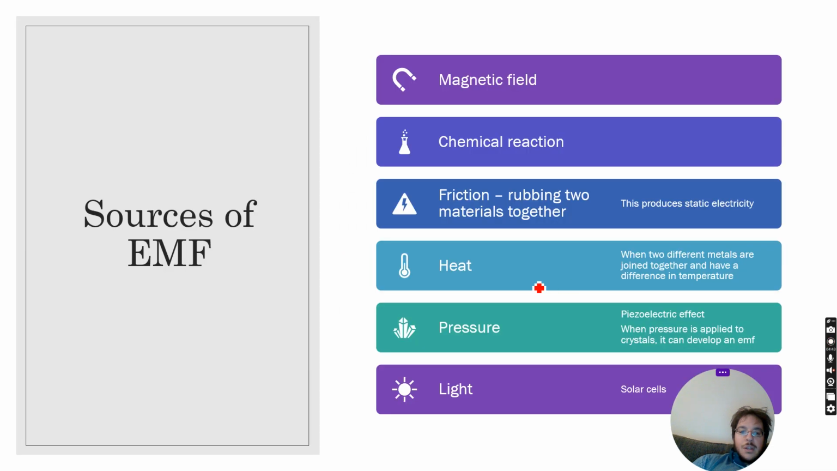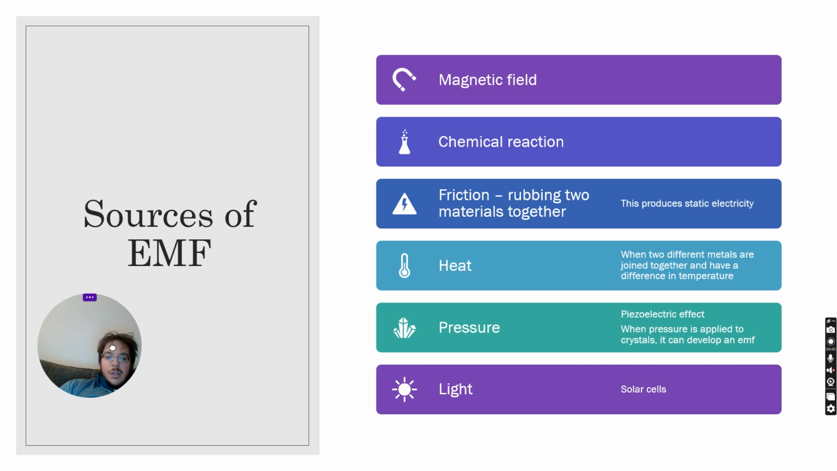So now, remember, electromotive force can come from 6 different methods at least. So we talked about these, but we got the magnetic field, which is super important because it's where most of our electricity comes from. And then we've also got chemicals, friction. So friction, when you rub two things together, you get static electricity. We've got heat, pressure, and light, so from solar cells.